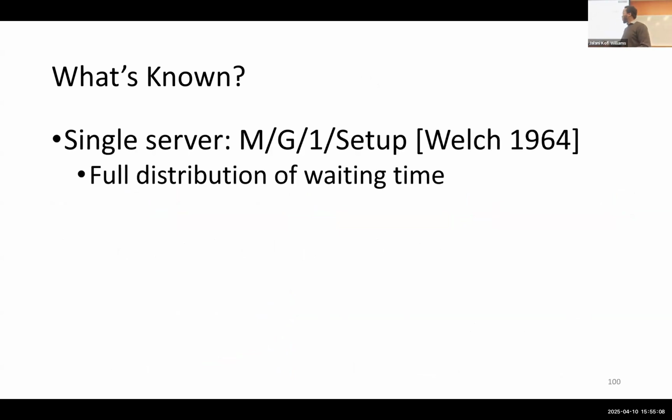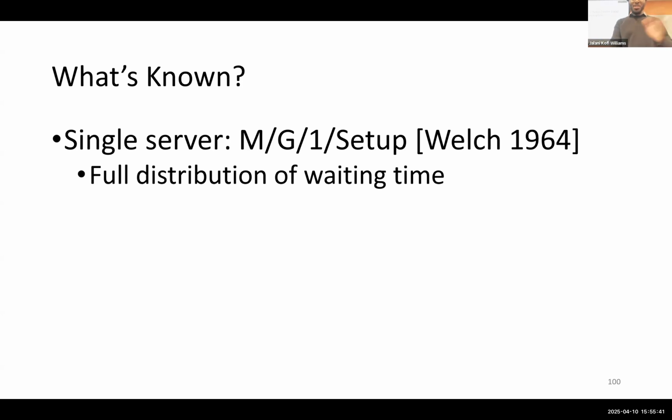Okay. So now let's address what's known about this problem. And we'll start with the single server setting. In the M/G/1 setup, which is very general conditions. So in particular, it's memoryless arrivals, but general service times and general setup times. Peter Welch in 1964 showed how to get the full distribution of waiting time, right? And things have developed to a point that this is something that you'll learn how to do in your graduate queuing class, in a class or a couple of classes.